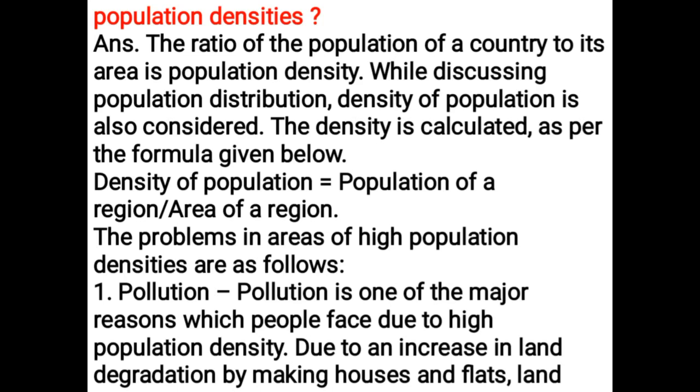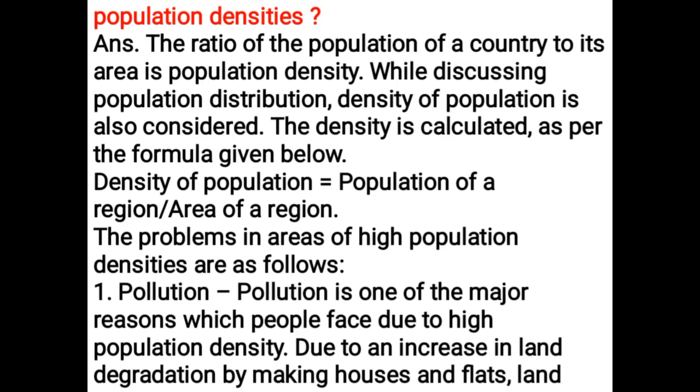What are the problems in areas of high population densities? The ratio of the population of a country to its area is population density. While discussing population distribution, density of population is also considered. The density is calculated as per the formula given below. Density of population is equal to population of a region upon area of a region. The problems in areas of high population densities are as follows.